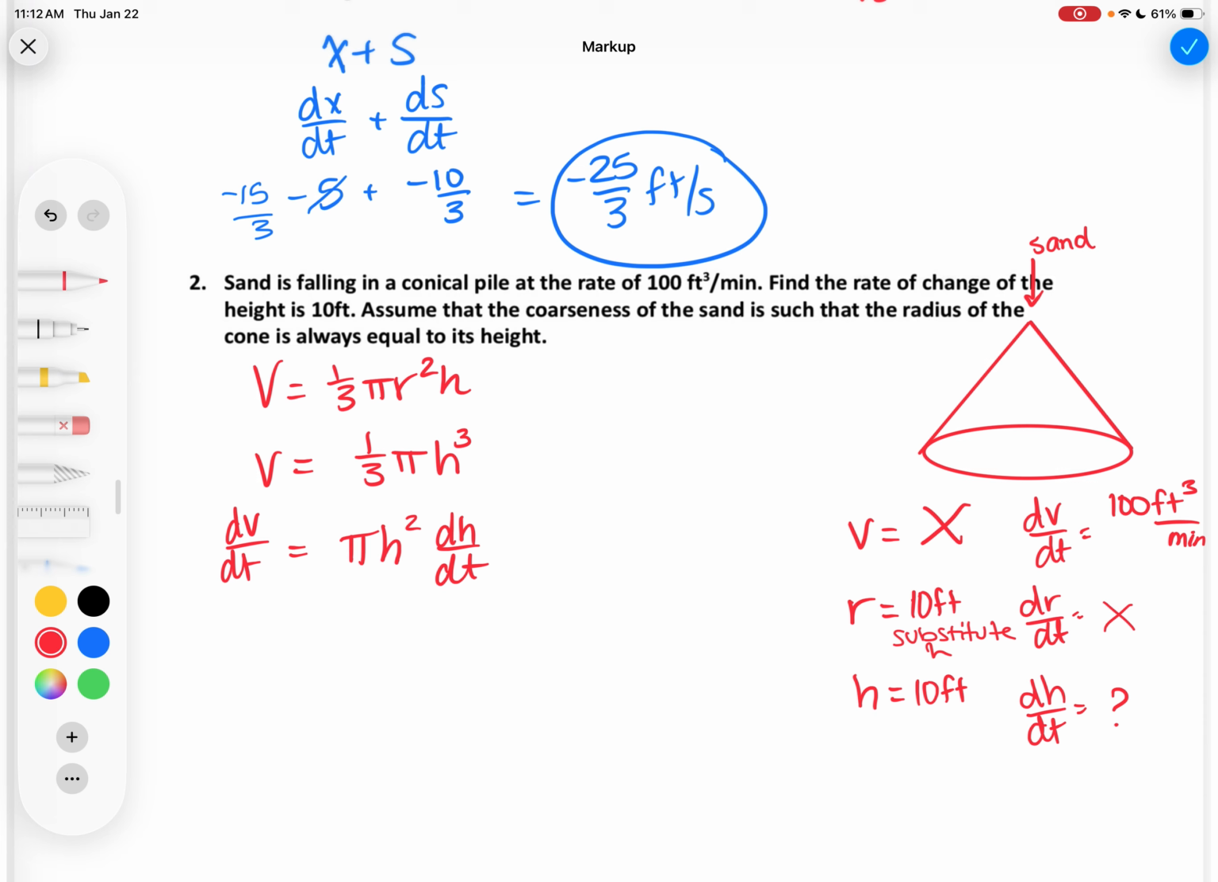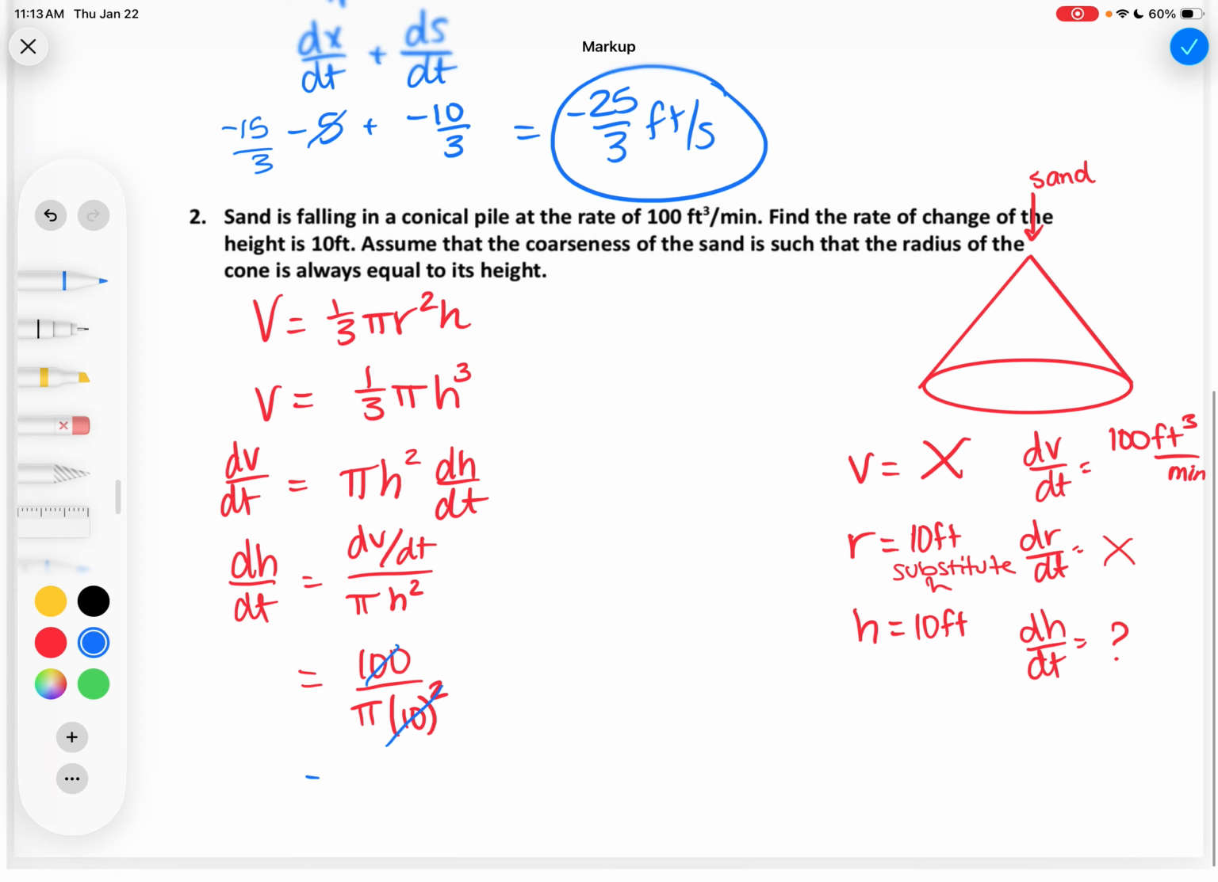And then if you want to get to where dH/dt is by itself, you can do that way, or you can go ahead and plug in numbers. If I do it, dH/dt is dV/dt over pi h squared, and then just plug in: we have 100 divided by pi times 10 squared. Well, 10 squared and 100 just cancel out, so I'm left with 1 over pi for dH/dt, and then I just need to put units on it. That's just going to be feet per minute, so 1 over pi feet per minute.